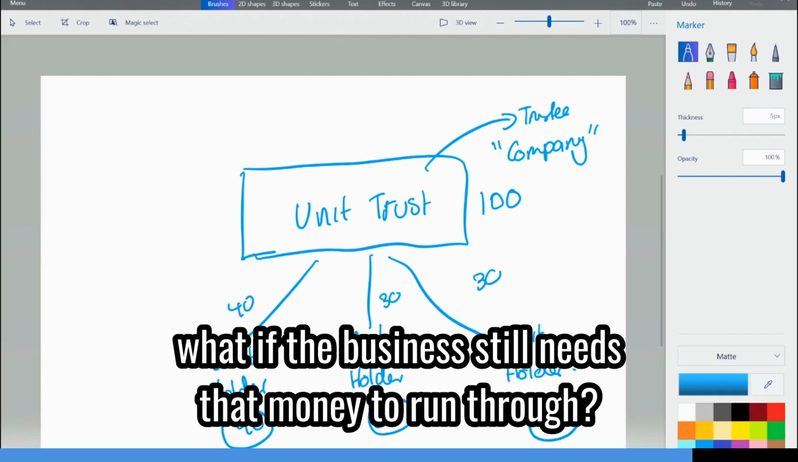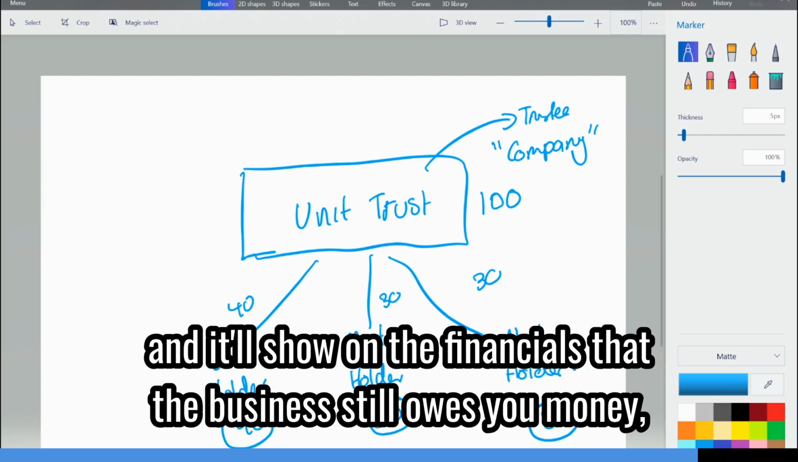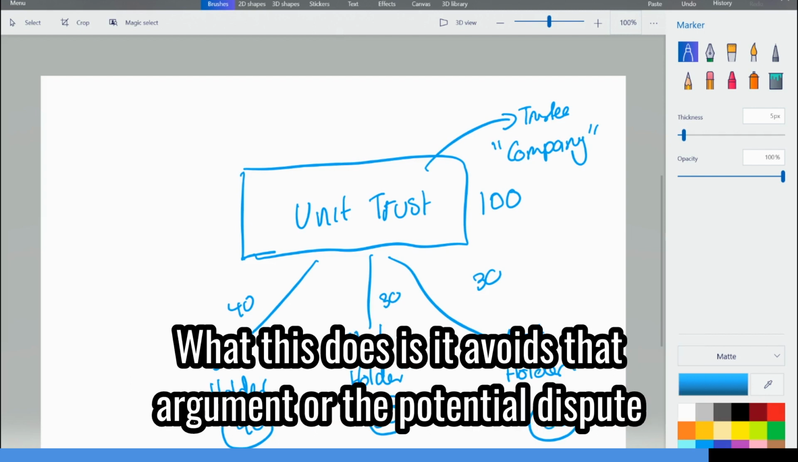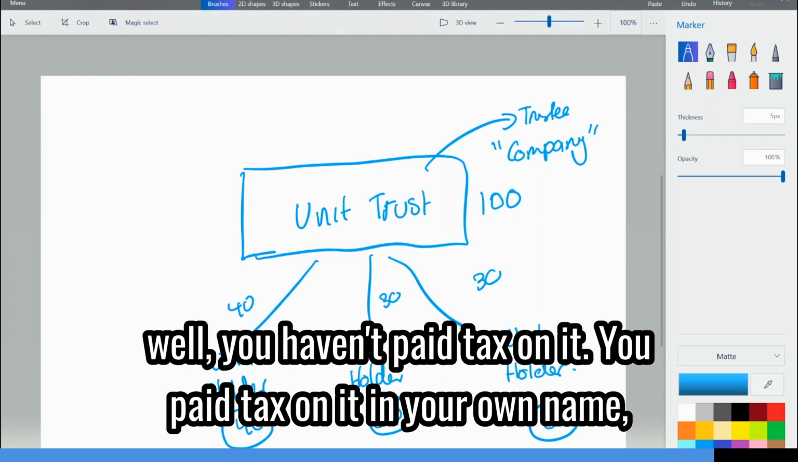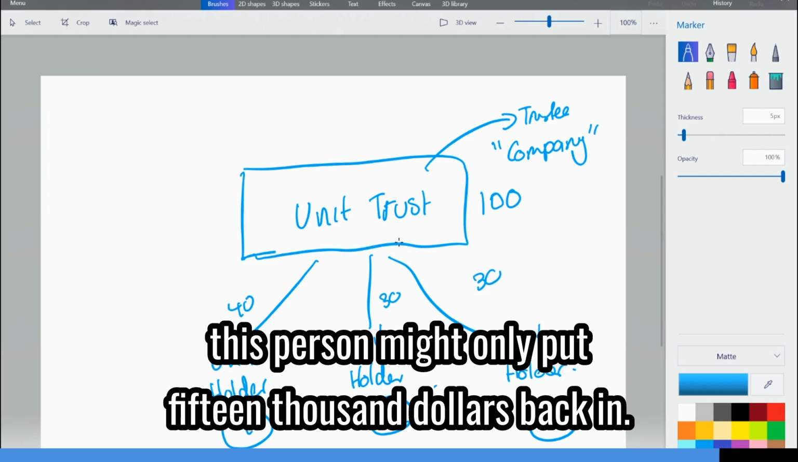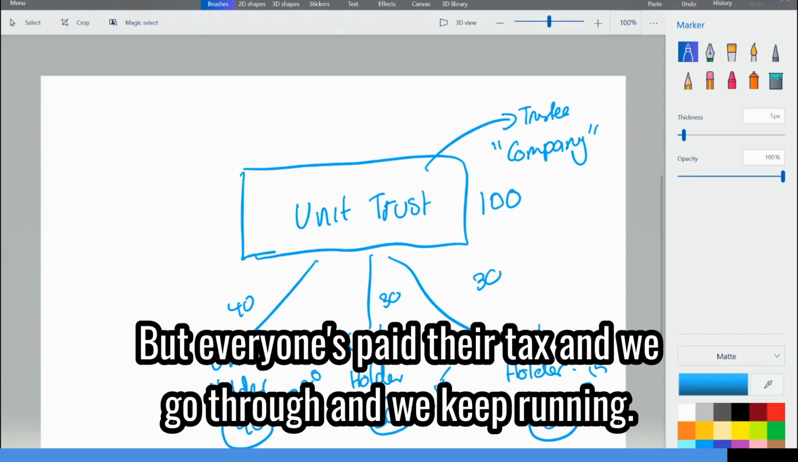Now, you might be saying, what if the business still needs that money to run through? That's okay. You can lend that money back, and it'll show on the financials that the business still owes you money. You've decided to lend the money back, but you still have the money to pay your tax bill. What this does is it avoids that argument or the potential dispute going, well, you haven't paid tax on it. You paid tax on it in your own name, and then you've thrown the money back. So after tax, this person might only put $15,000 back in. This person might put 15 as well, and this person might put 20,000 back into the business. But everyone's paid their tax, and we go through and we keep running.